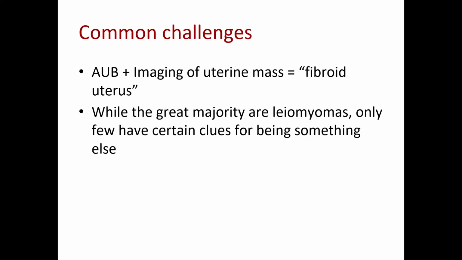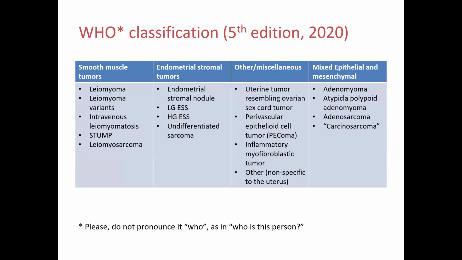All right, so the challenge when we talk about mesenchymal tumors of the uterus is that they all appear the same, at least clinically. You receive them with a history of abnormal uterine bleeding, and the imaging shows a mass that looks like a fibroid. They all come with that scenario. Yes, the great majority of them are going to be leiomyomas, but how can you tease out the ones that are not really just leiomyomas?